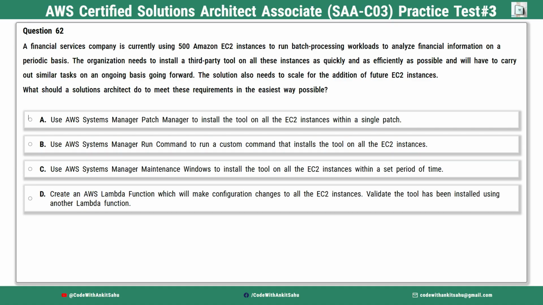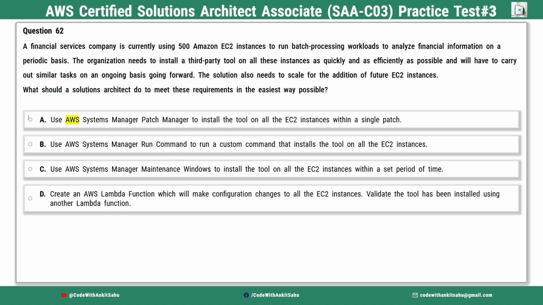Question 62. A financial services company is currently using 500 Amazon EC2 instances to run batch processing workloads to analyze financial information on a periodic basis. The organization needs to install a third-party tool on all these instances as quickly and as efficiently as possible and will have to carry out similar tasks on an ongoing basis going forward. The solution also needs to scale for the addition of future EC2 instances. What should a solutions architect do to meet these requirements in the easiest way possible?